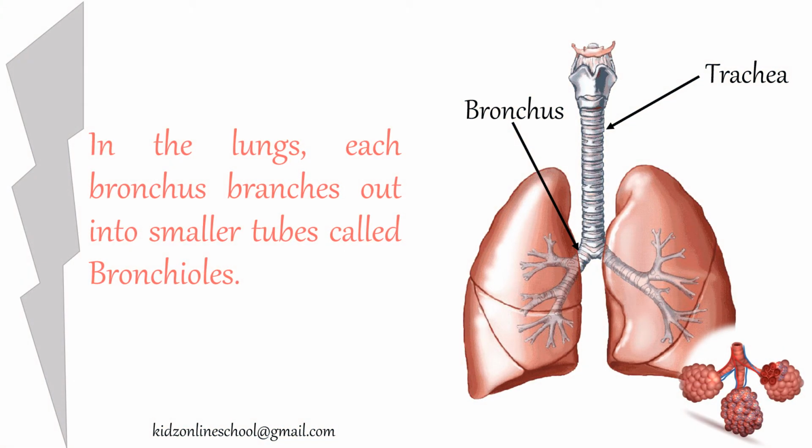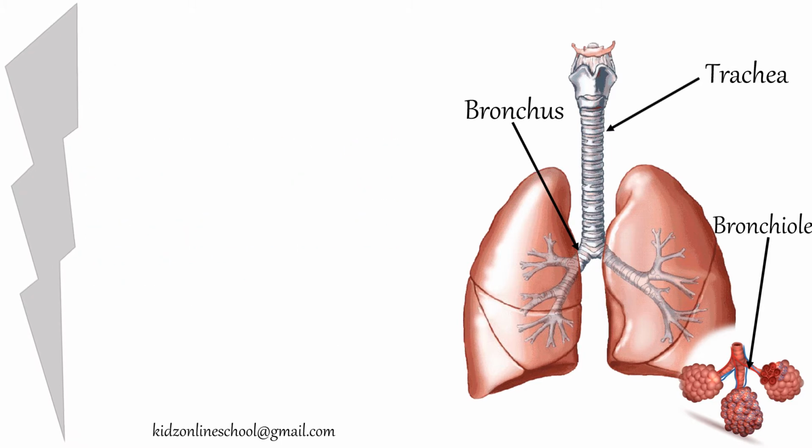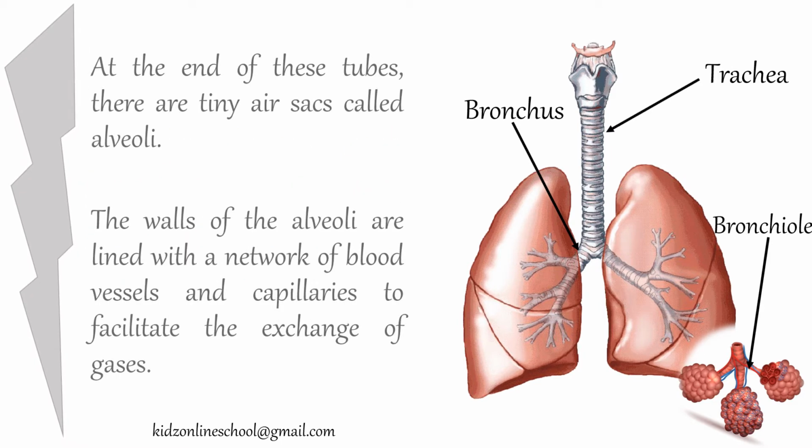In the lungs, each bronchus branches out into smaller tubes called bronchioles. At the end of these tubes, there are tiny air sacs called alveoli. The walls of the alveoli are lined with a network of blood vessels and capillaries to facilitate the exchange of gases.